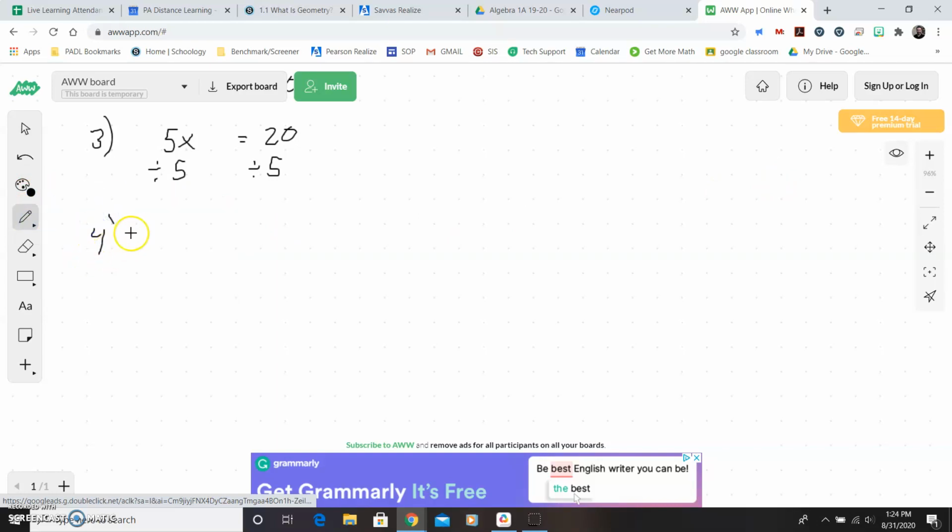There is a fourth and final step. 20 divided by 5 is 4. We want to check it to make sure it works. So let's check x equals 4. Make sure everything's okay.